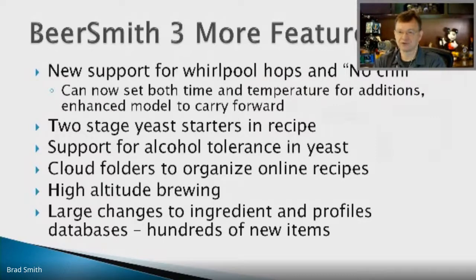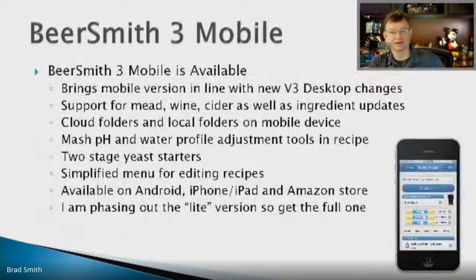I mentioned cloud folders. It's got high altitude brewing options. If you're brewing at altitude, you can put that into your equipment profile and say, I'm brewing at 1,000 meters, and it'll do the calculations, because it turns out if you're brewing at altitude, it affects not only your bitterness calculations, but a variety of other calculations, because the boil temperature is lower. And then a huge number of changes to the databases.